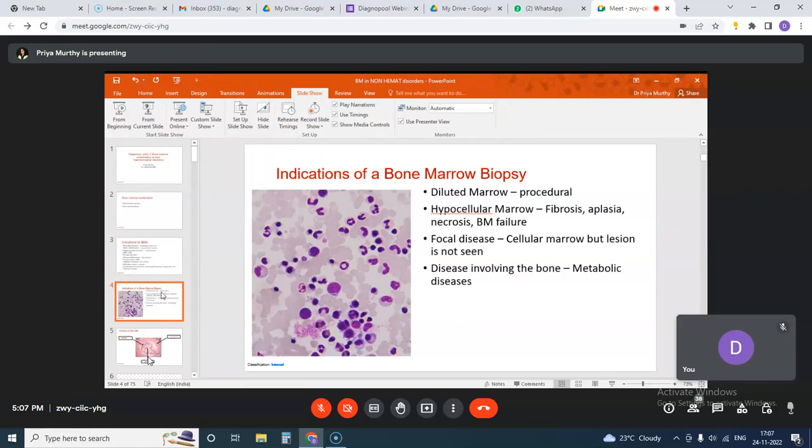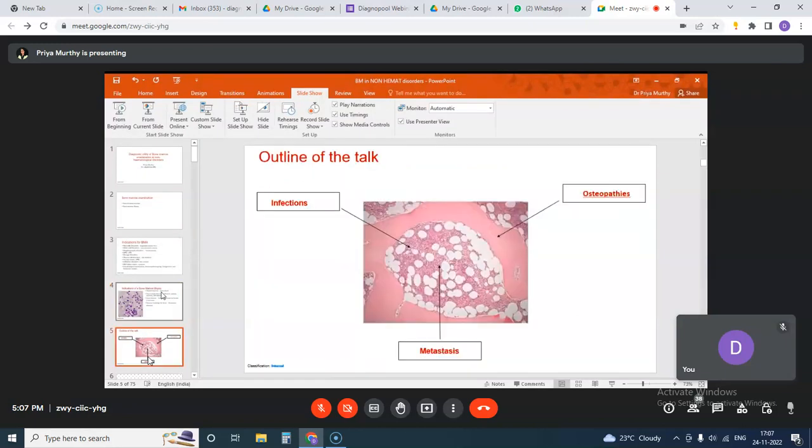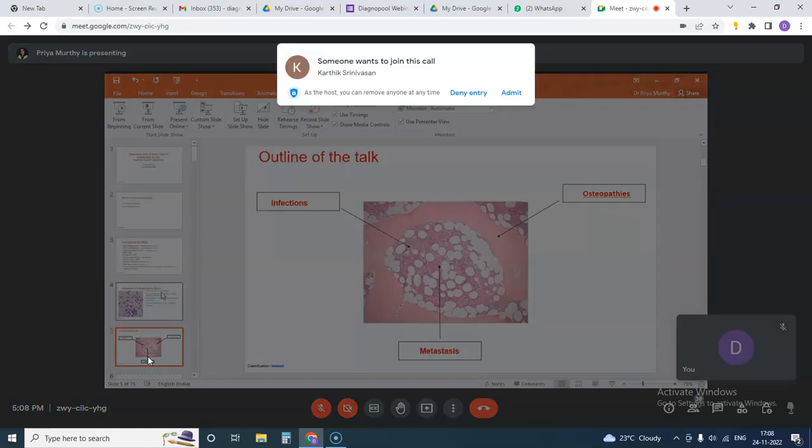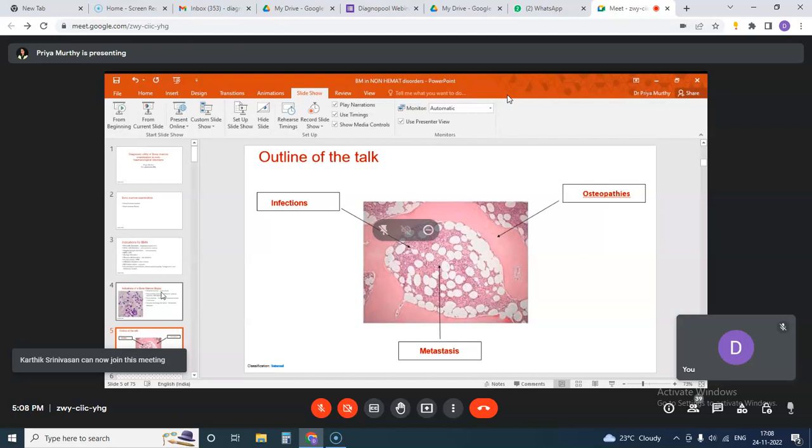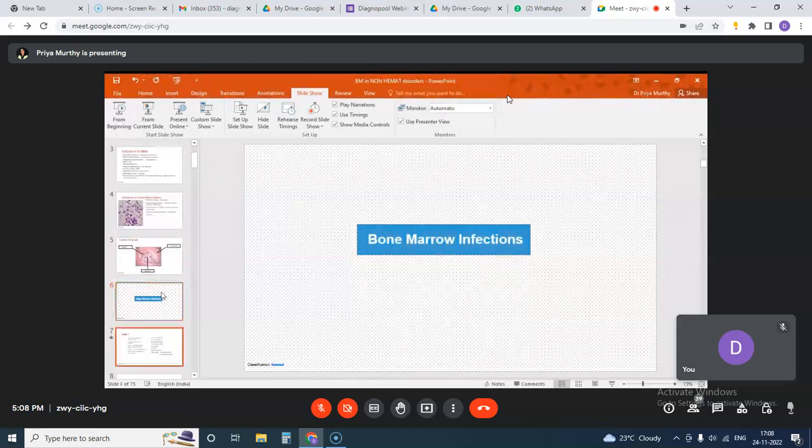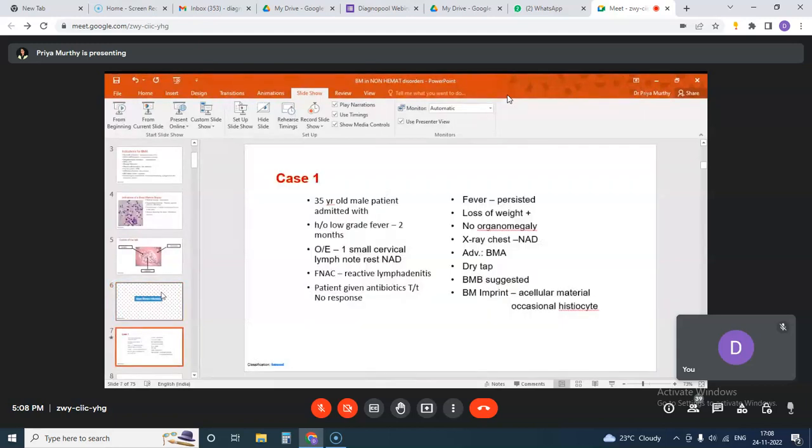By and large, we use bone marrow aspirate and biopsy to study hematological disorders. Over the next 35 to 40 minutes, I'm going to tell you about the use of bone marrow studies for non-hematological conditions. These could be infections, metastasis, and osteopathies. These are the three headings under which I'll be talking. To understand bone marrow infections, let's begin with a case study.